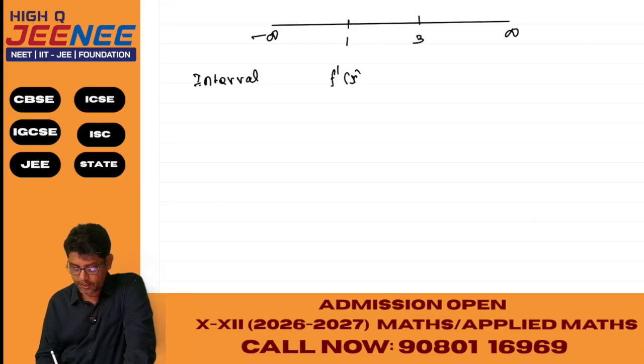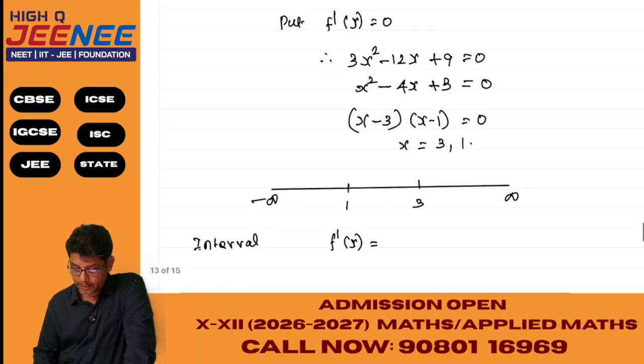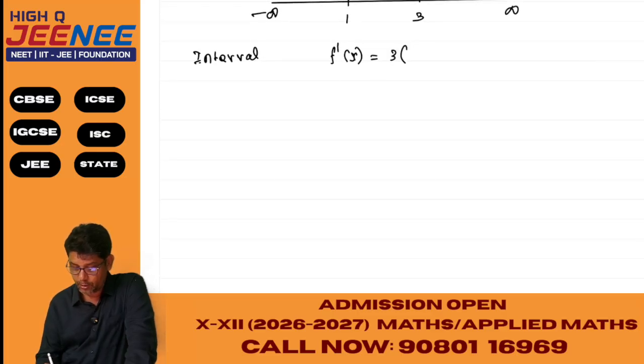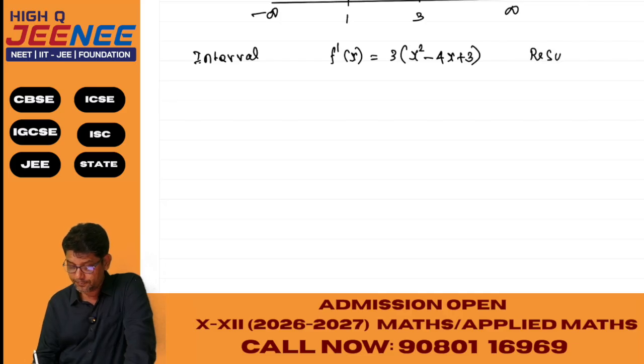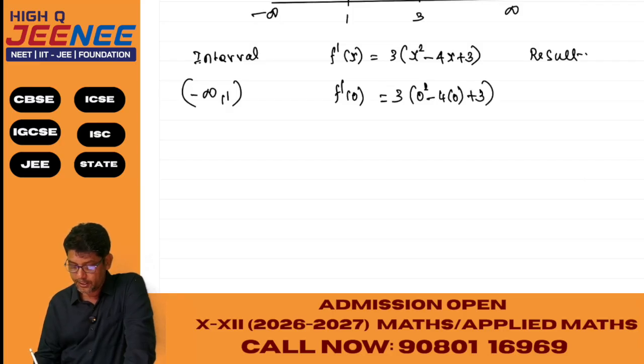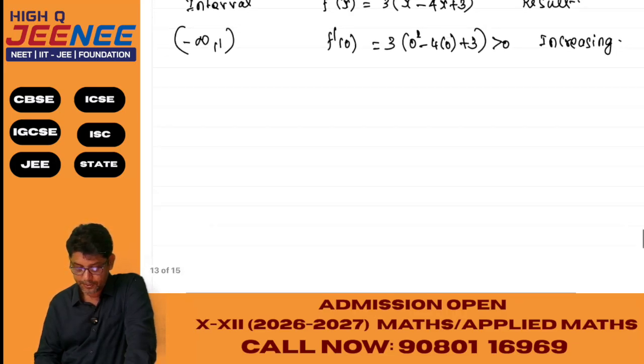What is f dash of x we got? 3x square minus 12x plus 9, or 3 into x square minus 4x plus 3. Is that right? Then result. Now take a point in the interval minus infinity comma 1, which is 0. So f dash of 0 is 3 into 0 square minus 4 into 0 plus 3, which is greater than 0. So the result is increasing.